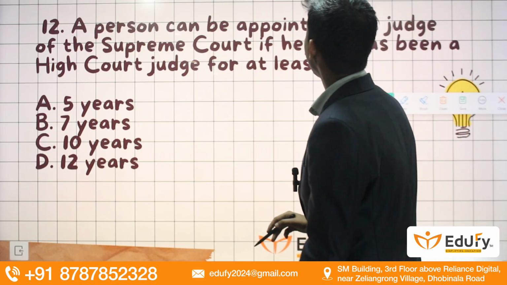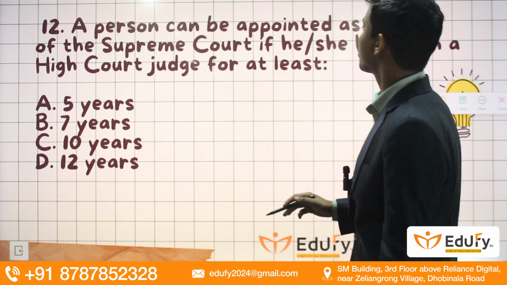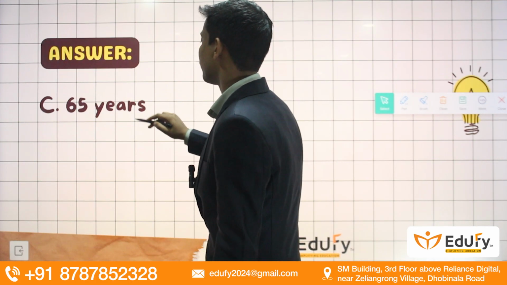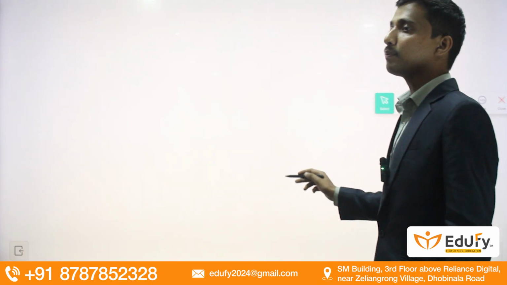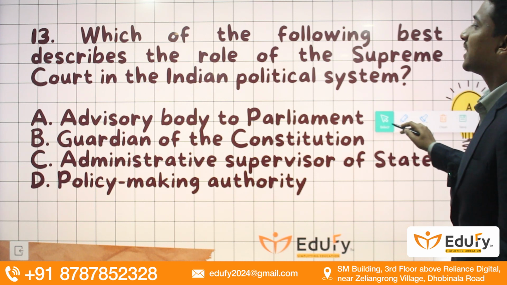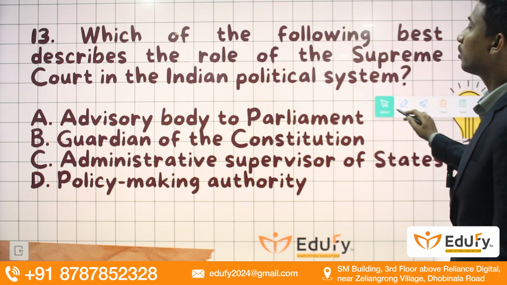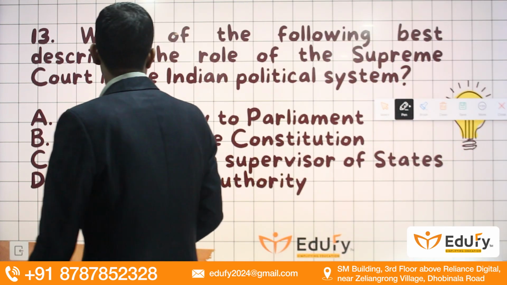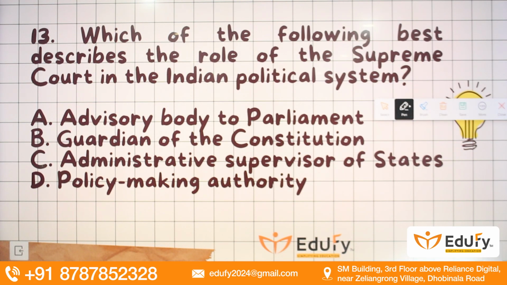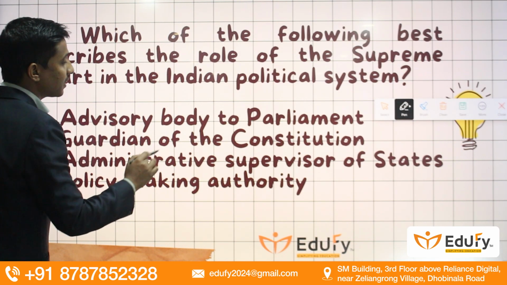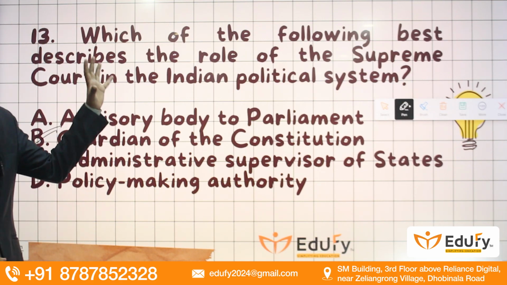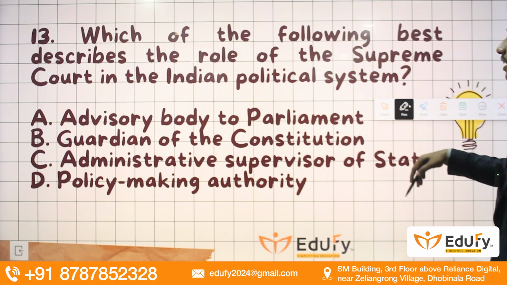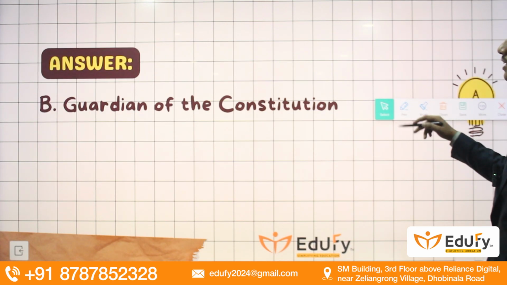Option A, a person can be appointed as a judge of the Supreme Court if he or she has been High Court judge for a period of 5 years. Which of the following best describes the role of the Supreme Court in the Indian political system? So remember, guys, in Indian political system, the function of the Supreme Court is to act as the guardian of the Constitution. So option B is the correct option.